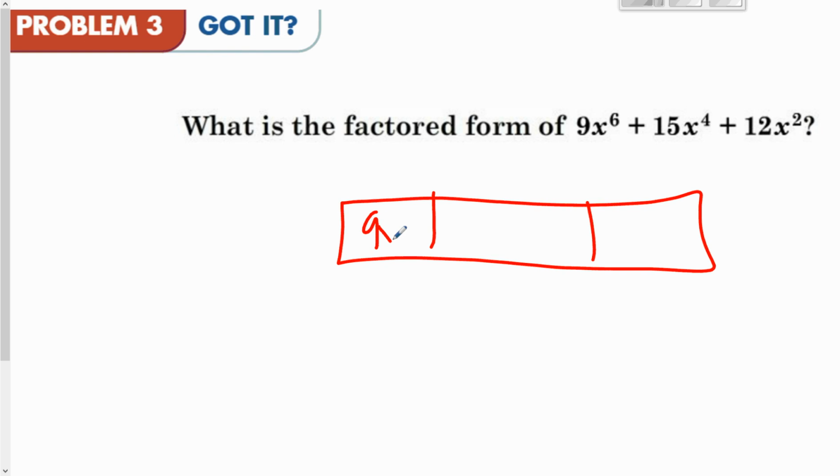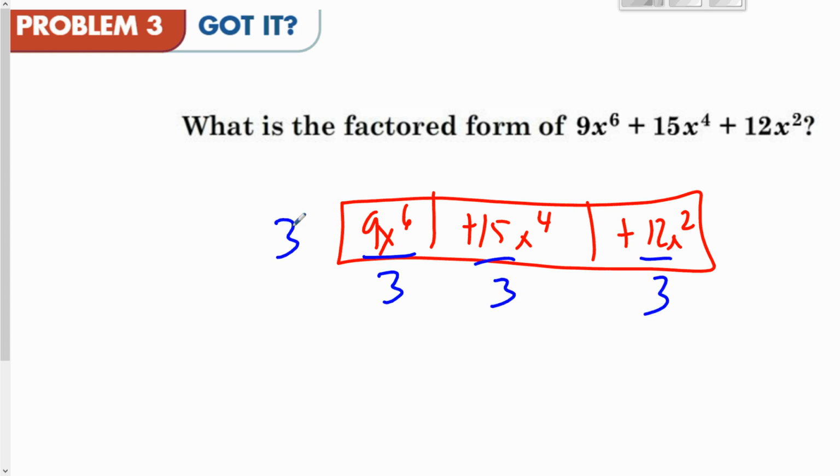So 9x to the 6th plus 15x to the 4th plus 12x squared. We can look at the numbers. We can take out a 3 out of all of them. So I pull out a 3, I get left with 3, 5, positive 5, so put plus 5 and a positive 4. Now I can look at the x's. I can take out, say, 1x. I can actually take out more, right? But say I don't. Then I write my factored form.